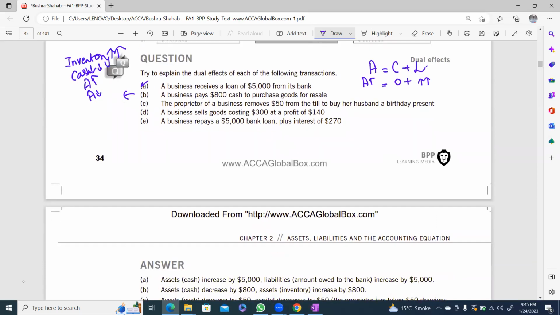The proprietor of a business removed 50 from the till to buy her husband a birthday present. Miss, what's a till? Okay, you can just assume it's a kind of box in which some amount of the business's money is kept for daily expenditures, like to pay the milkman or the cleaning staff. That's the till. It's business money only.